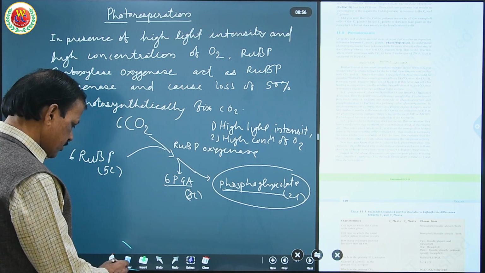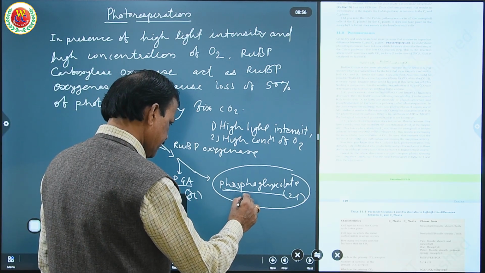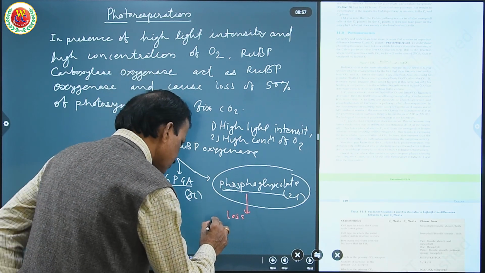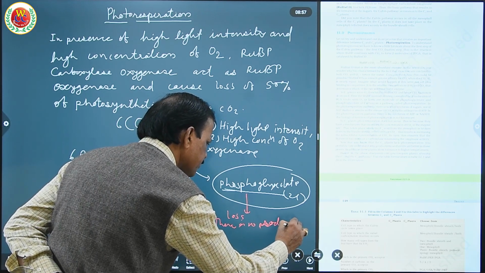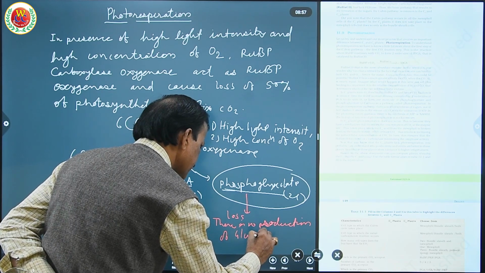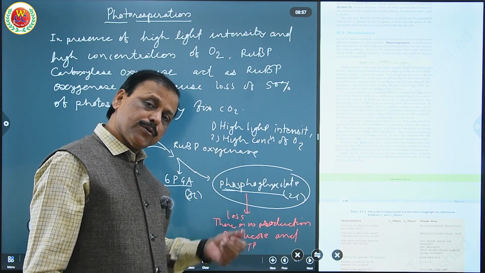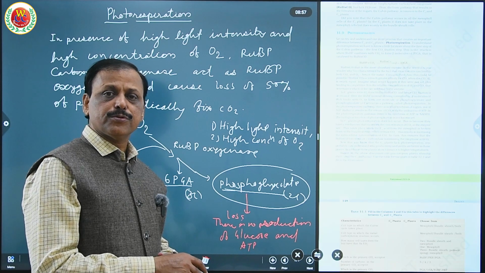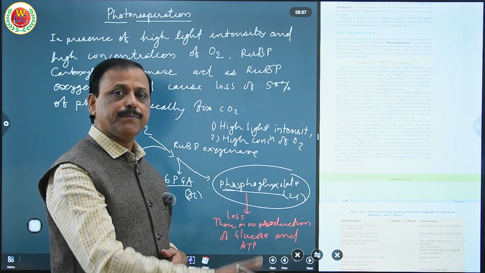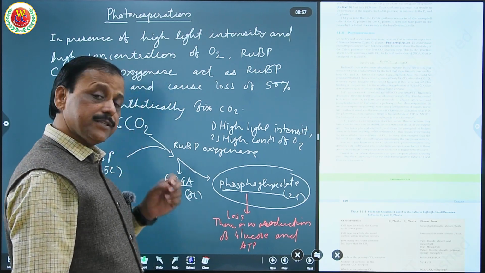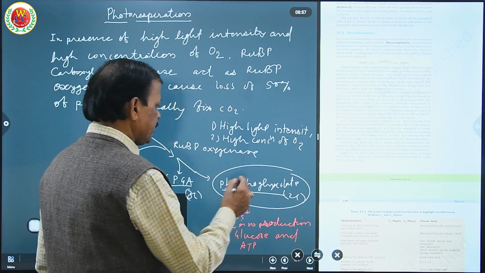So that means there is a loss, there is no production of glucose and ATP. That means photorespiration is not useful to the plant. It is not in support of growth and development. Therefore, C3 plants have very slow growth or less production of glucose during midday. But C4 plants, mostly monocot plants, complete their life cycle in 3 to 4 months. Therefore, they have very fast growth. Because of that, they can have photosynthesis even in high light intensity and high concentration of O2. That's what we understood.